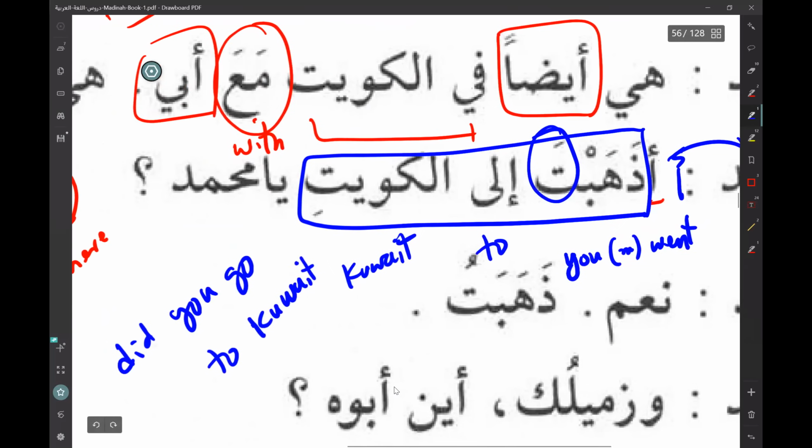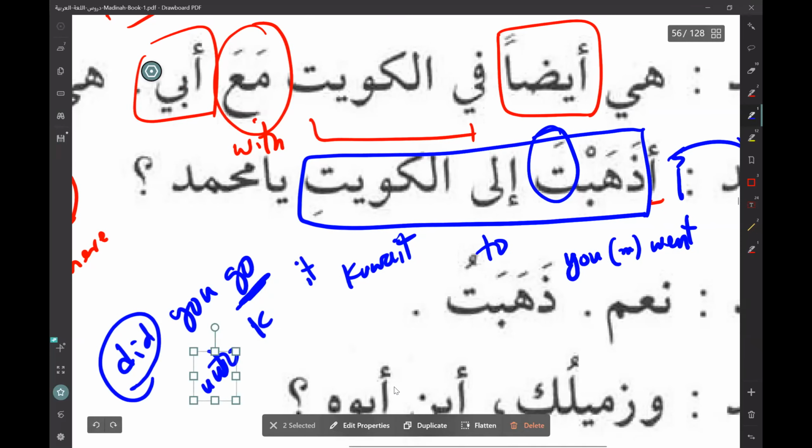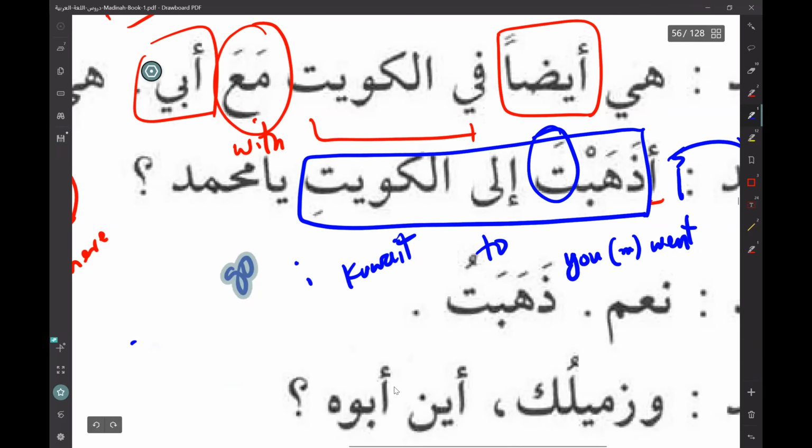Okay. So in English, we have to bring in the did and we have to change the verb into the present tense. This is your job, you figure it out. But the point here is that it's asking that question.